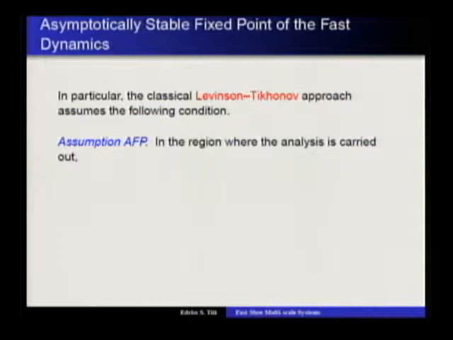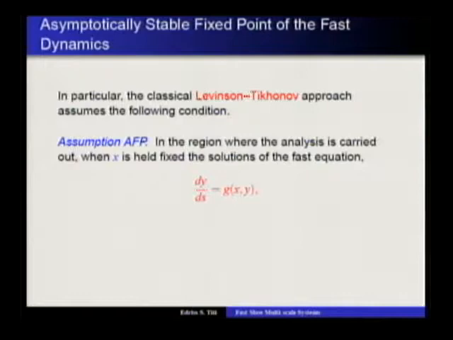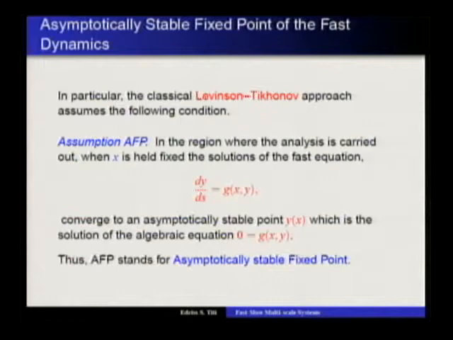This is the region where the analysis is carried out, where we are interested: when x is fixed, the solutions of the fast equation, ε dy/dt equals g(x, y), the fixed points, are stable. Because if they are stable, then I converge very quickly to here, and therefore I can solve the algebraic equation for y as a function of x and plug it into the slow dynamics to get the reduced system.